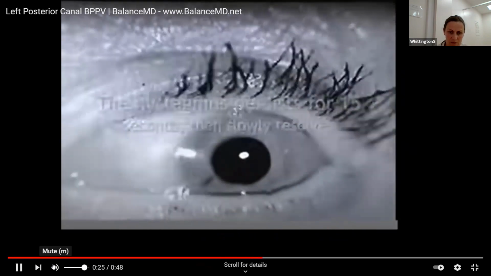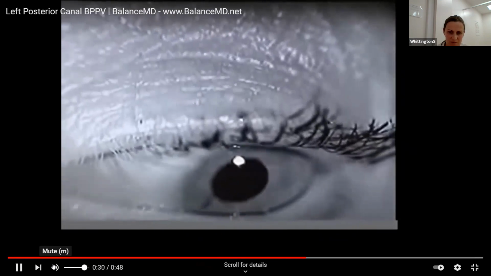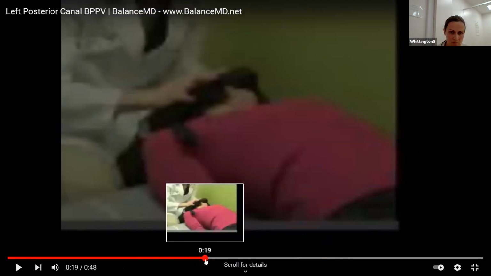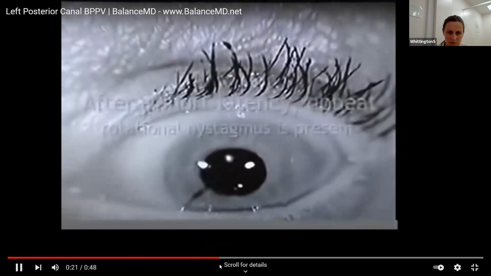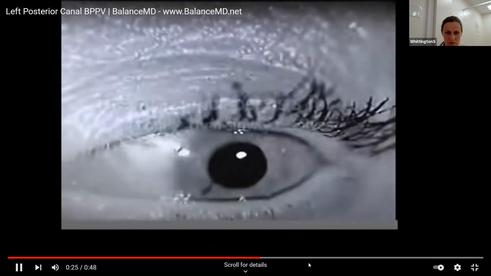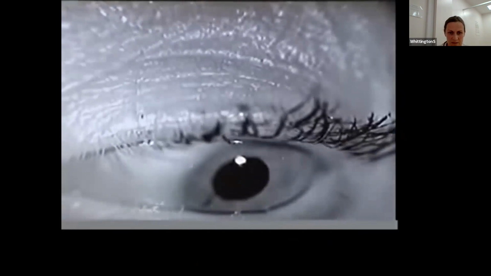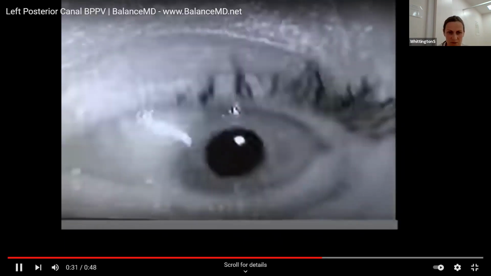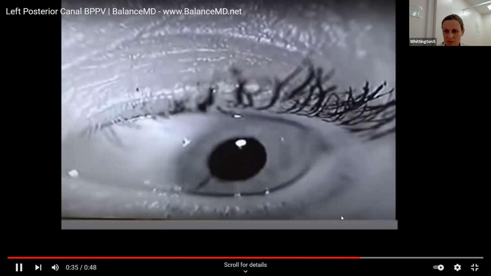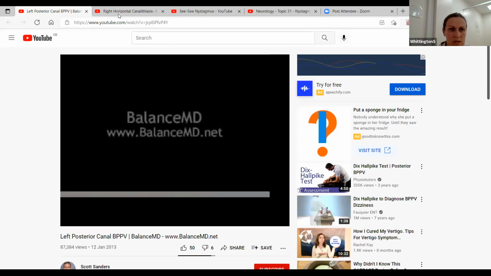And if you imagine that's happening, that's not going to be comfortable and can cause a lot of dizziness. And you can see it fatigues already. So this is the typical posterior canal BPPV. It's beating to the top lid, and you have that torsional component and the fast component towards the right side. So that is the posterior canal. I'll show you a horizontal canal now as well.